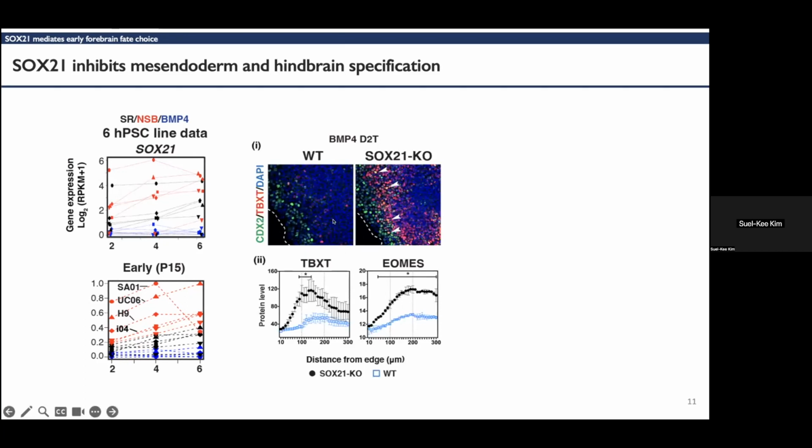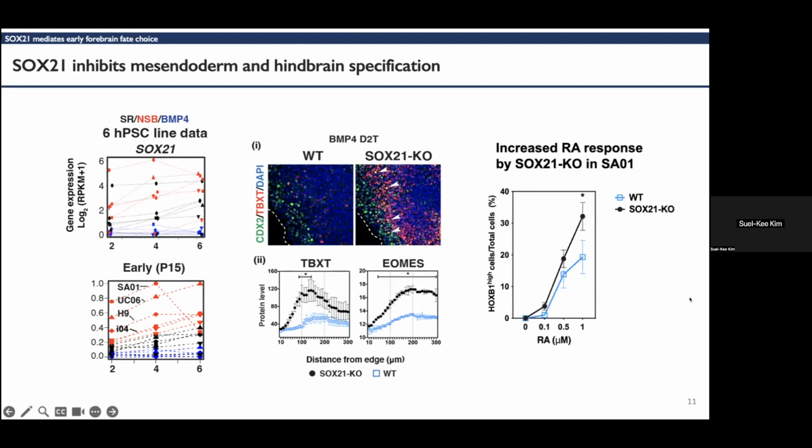So here I'm just presenting one of the key findings, showing the induction of brachyury and CDX2 in the SOX21 knockout line under BMP4 treatment on day 2. And briefly, we found SOX21 induces anterior neuroectoderm by inhibiting mesendoderm and neuromesodermal specification. And consistent with these results, we also found that knockout of SOX21 in SAO1 increases its retinoic acid response, resulting in higher efficiency in generating hindbrain fate.